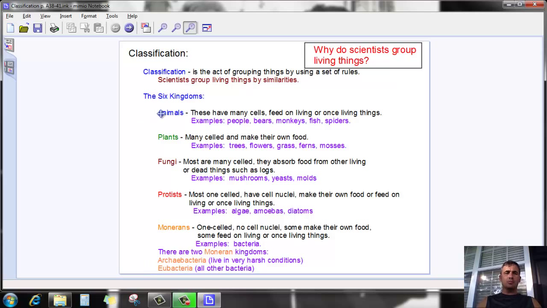So the six kingdoms: animals, plants, fungi, protists, and then the two monaran kingdoms, the archaebacteria and the eubacteria.